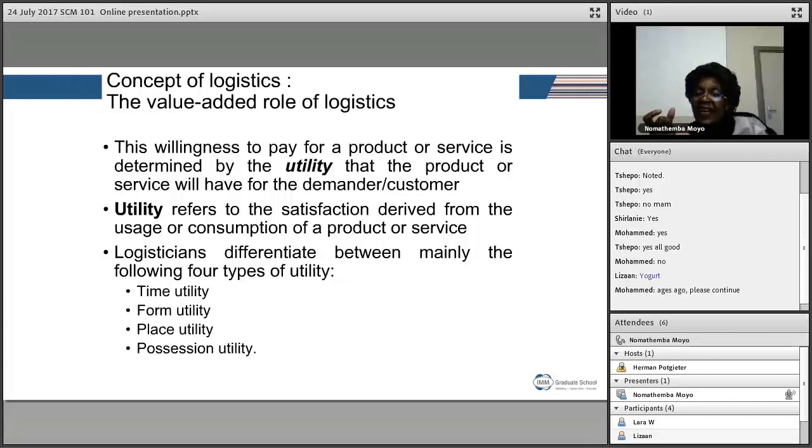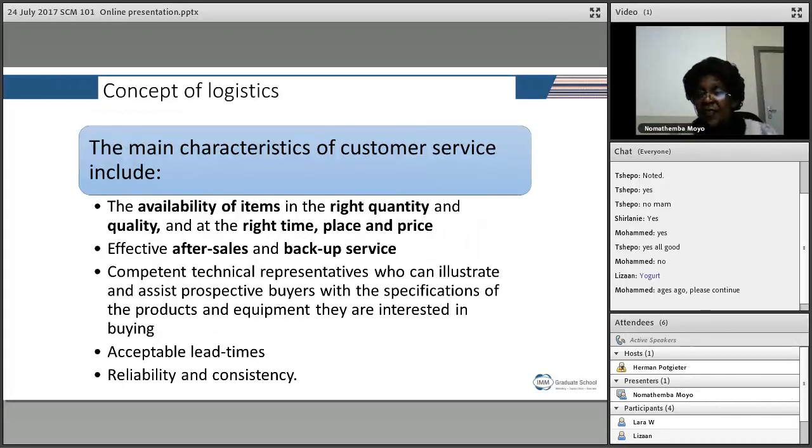Time utility is having the product at the right time, like it's winter now. Do we have warm jackets and warm drinks at the right time? Form utility: instead of receiving rubber and iron and leather for shoes, you have leather, rubber, and iron being made into a shoe, that is changing the form. Place: do you have it in a place that is convenient, just across where you can buy? Possession utility is now having that with you and using it.